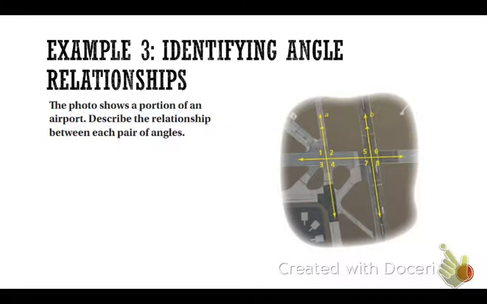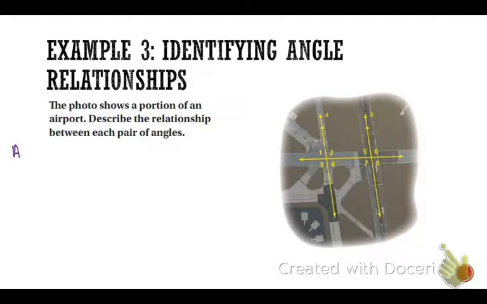Okay, so let's look at this airport runway. Anybody ever flown in a plane? And you go out to the runway, they're taking all those turns, okay? So that's what this picture is. It's a portion of an airport. And on this diagram, we want to pick out our angle relationships.